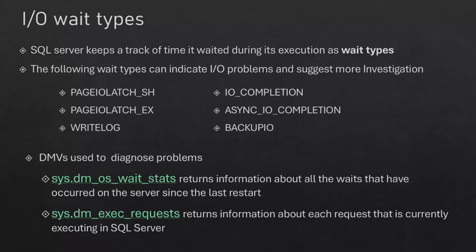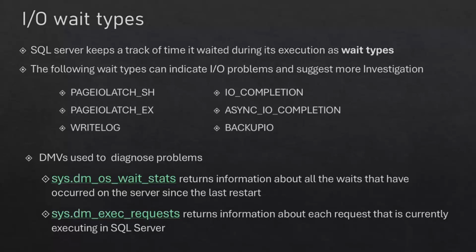So what happens is, while executing, whenever SQL Server is performing some operation and it has to wait for something, it will log that information, like it waited for this and it waited for so long. That is what wait types are. They are all the waits that SQL Server encountered while doing an operation. This is also applicable for CPU, RAM, and other things. So in order to identify IO problems, we use this.